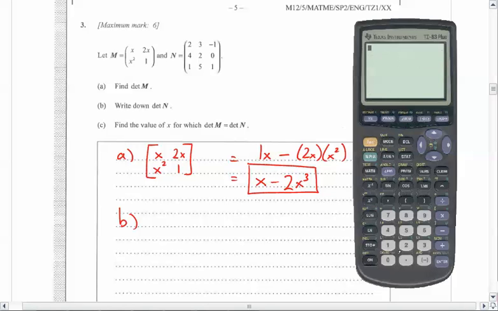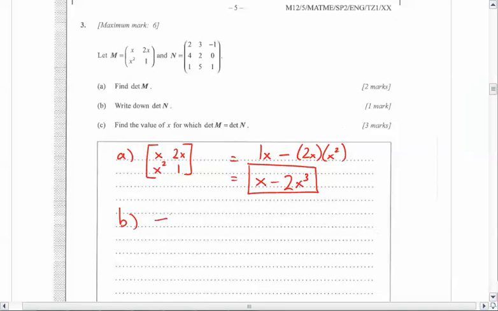So now I'll quit and go to my catalog, just go down to the D section and choose determinant, and then I'll go back to my matrix and choose matrix A. Calculate the determinant of A, I get negative 26.